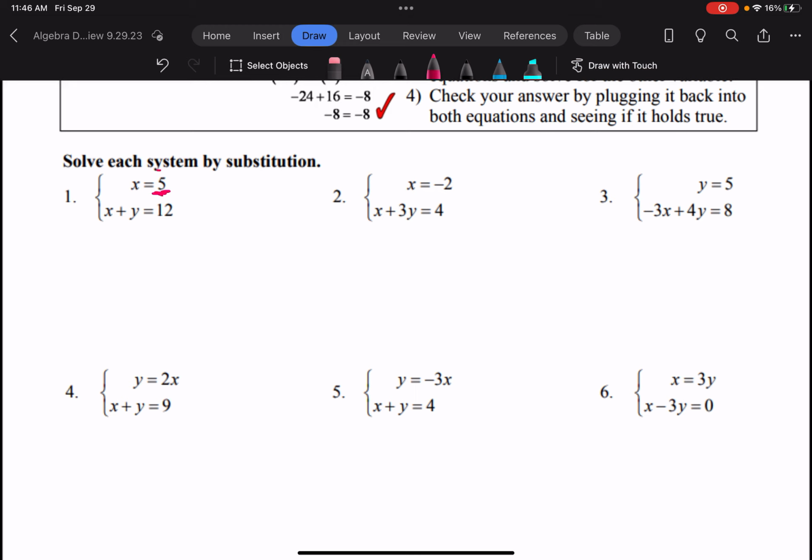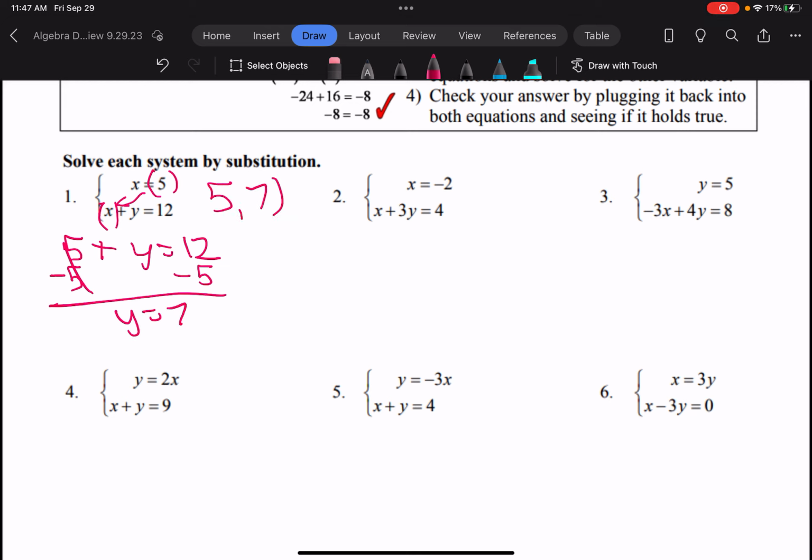So if I substitute, remember I told you in class today, put parentheses around the thing that you're going to use, and then substitute, right? Put your parentheses around where you're substituting that, so you know this is where that's going. So this is going to be 5 plus y equals 12. Now I can solve for y. I can subtract 5 from both sides, and we get y equals 7. And so now I know that my point is (5, 7).